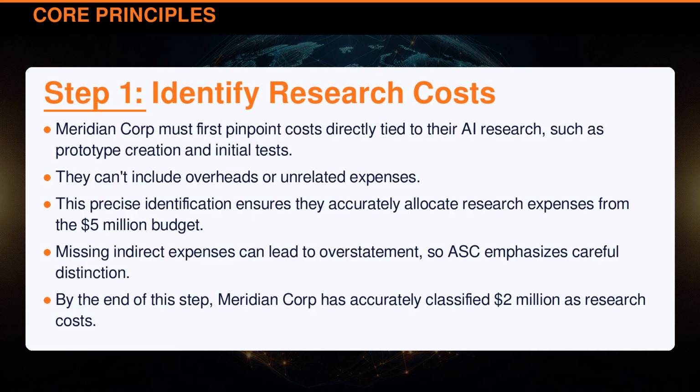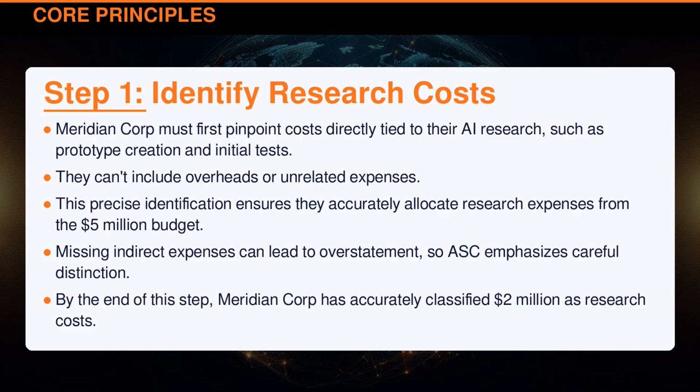Meridian Corporation must first pinpoint costs directly tied to their AI research, such as prototype creation and initial tests. They can't include overheads or unrelated expenses. This precise identification ensures they accurately allocate research expenses from the $5 million budget. Missing indirect expenses can lead to overstatement, so ASC emphasizes careful distinction.